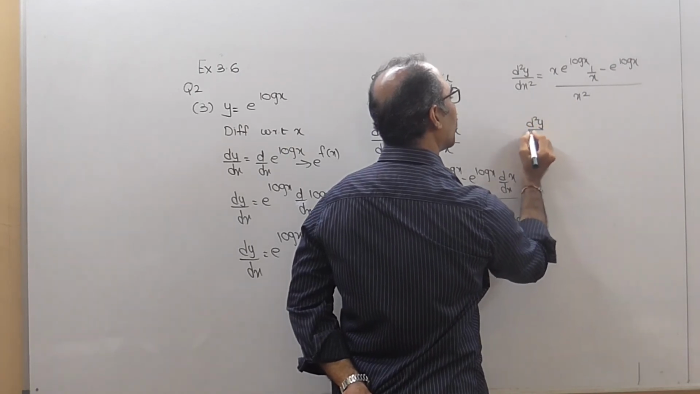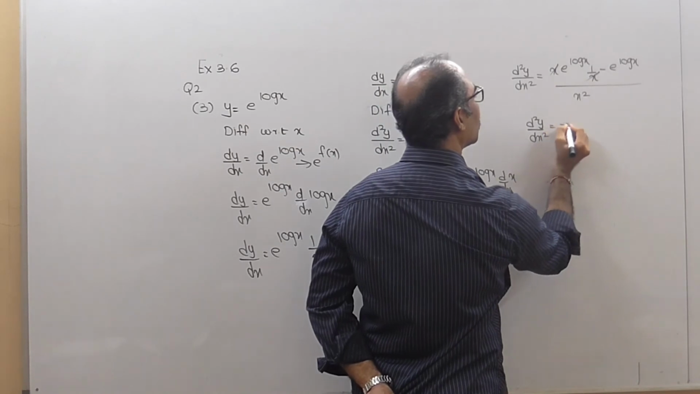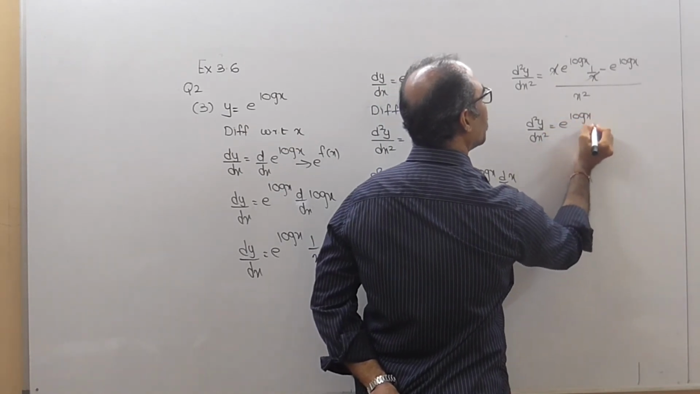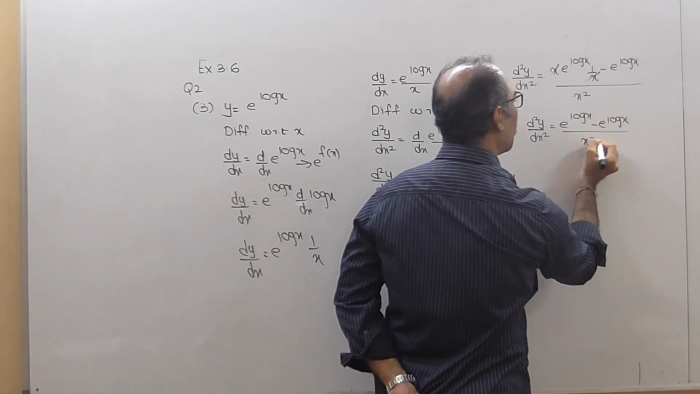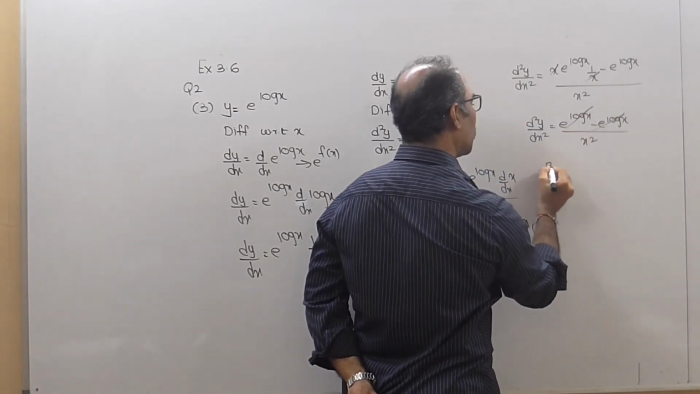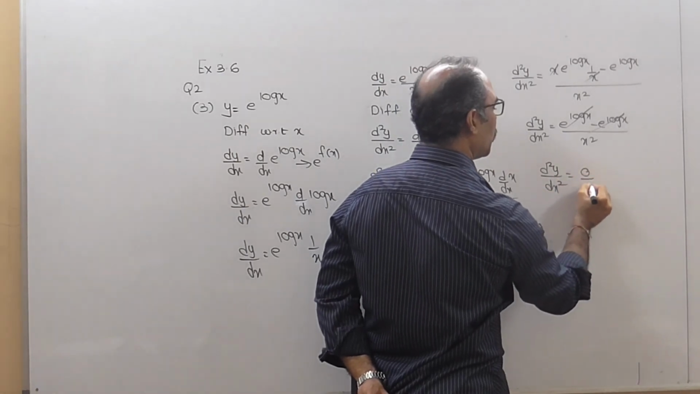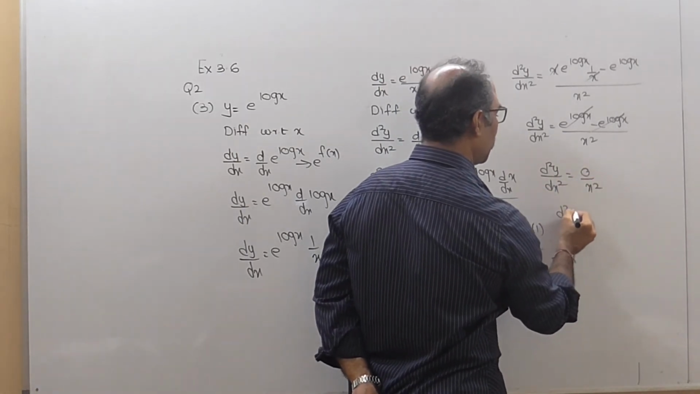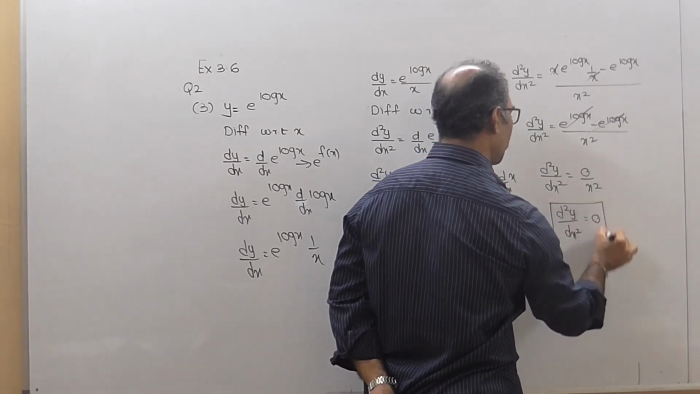You get d square y upon dx square, cancelling x and x, equal to e raised to log x minus e raised to log x upon x square, which cancels, so d square y upon dx square equal to 0 upon x square. So you get d square y upon dx square equal to 0.